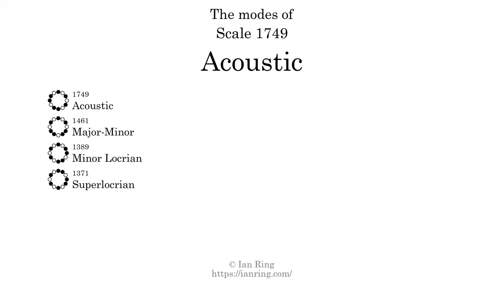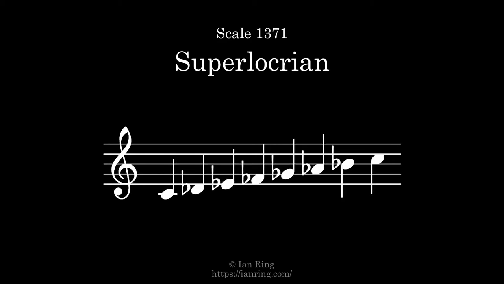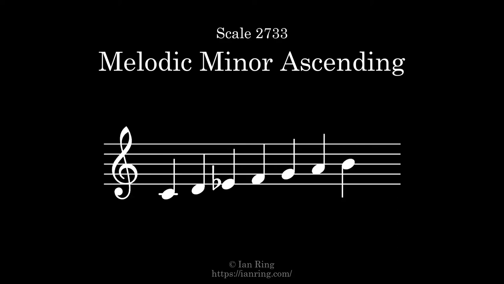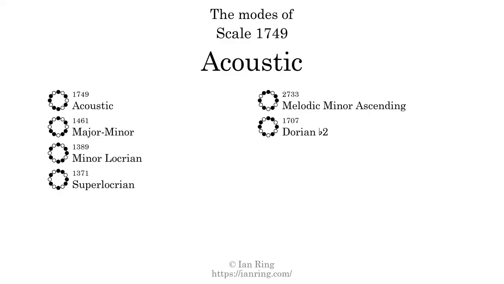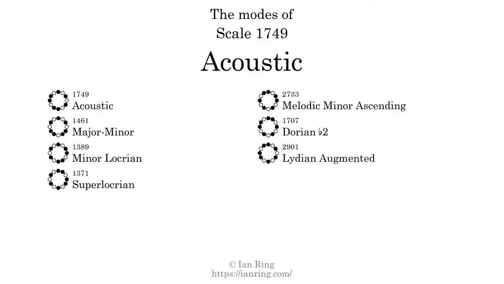The fourth mode is scale 1371, also known as superlocrian. It sounds like this. The fifth mode is scale 2733, also known as melodic minor ascending. It sounds like this. The sixth mode is scale 1707, also known as Dorian flat 2. It sounds like this. The seventh and last mode is scale 2901, also known as Lydian augmented. It sounds like this.